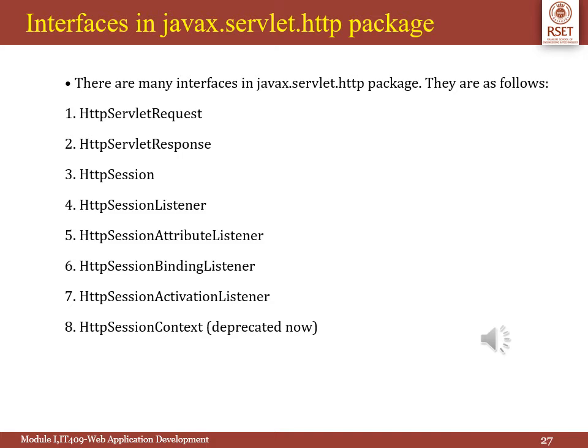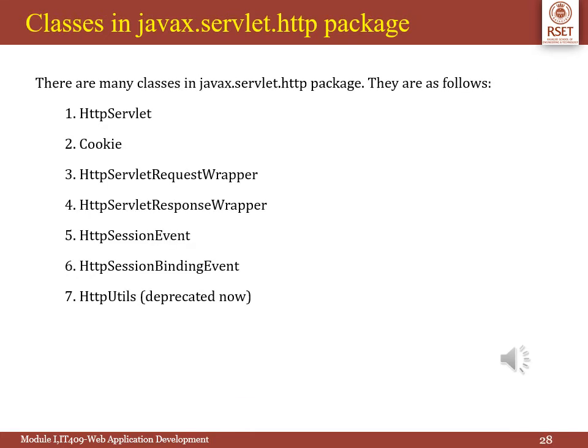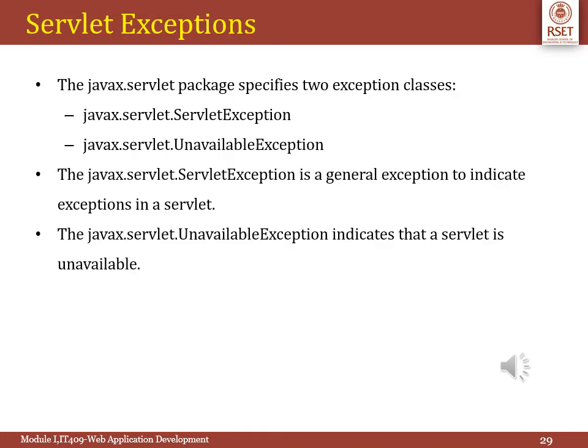In all the servlet programs you can find these three classes, that is GenericServlet, ServletInputStream, ServletOutputStream, etc. Here comes the list of interfaces in javax.servlet.http package. And the first two, HttpServletRequest and HttpServletResponse, are the most frequently used interfaces because all the servlets depend upon the HTTP protocol. This is the list of classes in javax.servlet.http package. The javax.servlet package specifies two exception classes, the javax.servlet.ServletException and javax.servlet.UnavailableException.